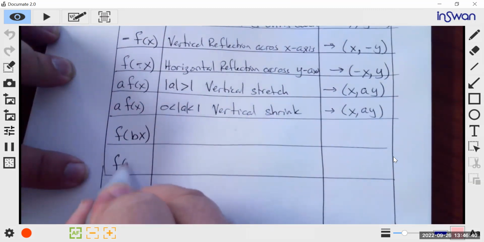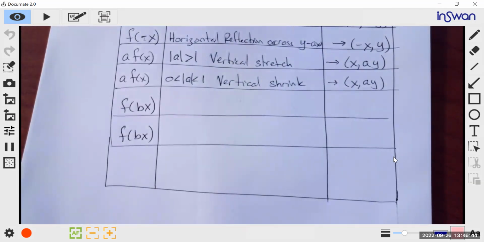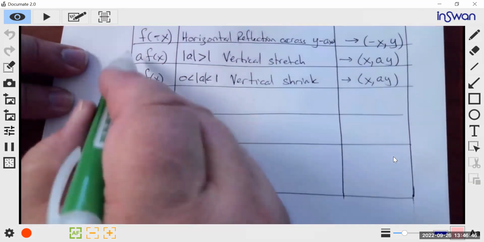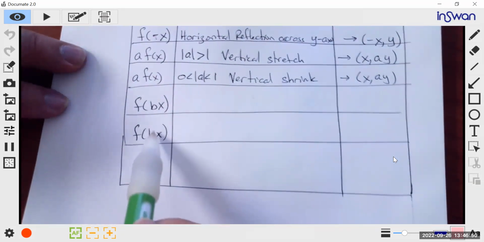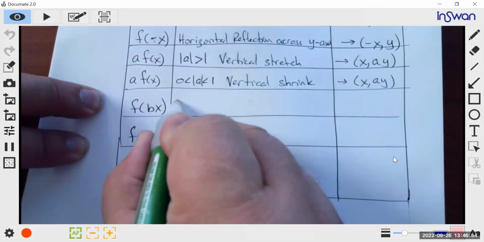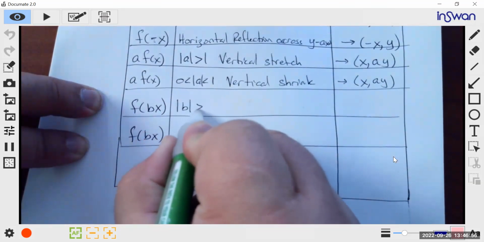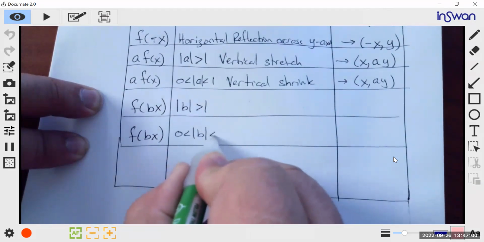Now it happens inside the function, the coefficient of x changes. This one, the coefficient of the function changes, this one, the coefficient of x changes. Same things occur, if the absolute value of b is bigger than 1, or if the absolute value of b is between 0 and 1.